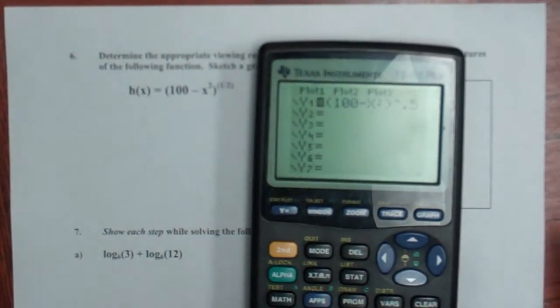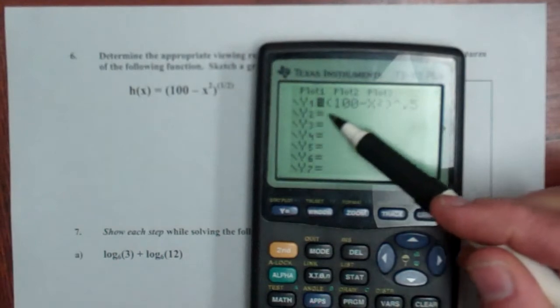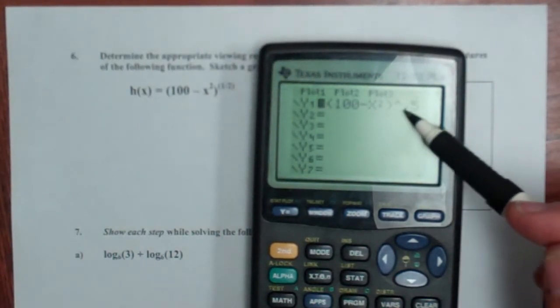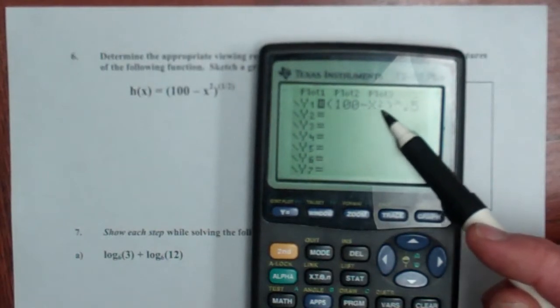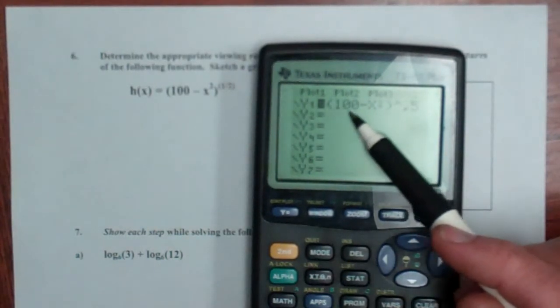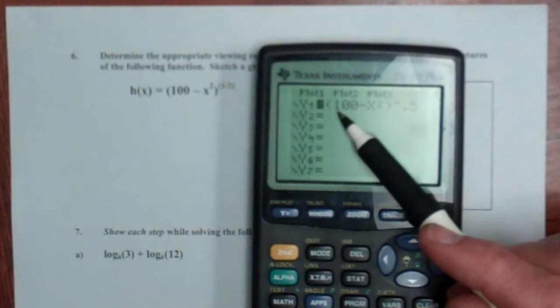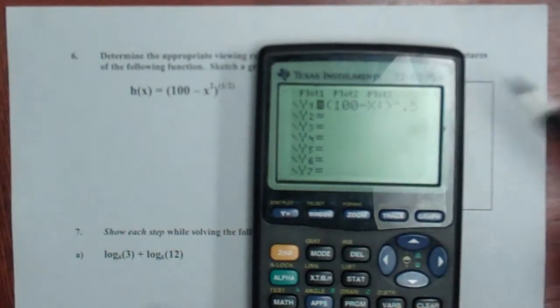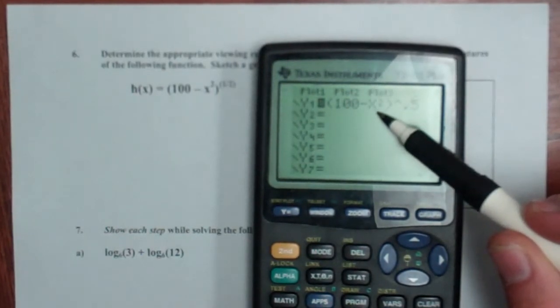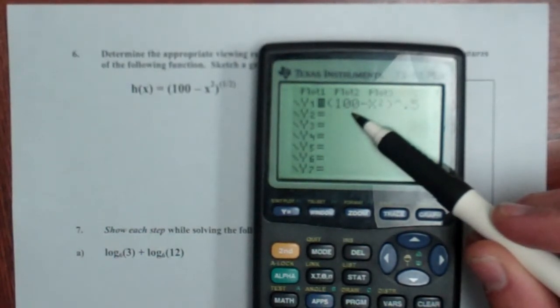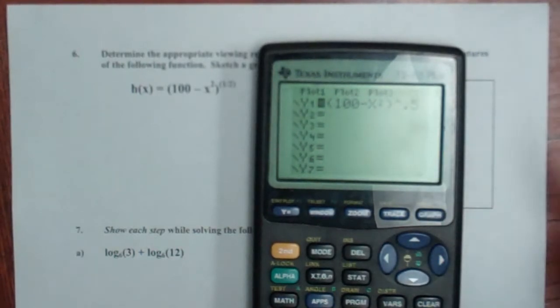Okay? So you need to ask yourself, what types of values are you going to be able to have? Well, you cannot take the square root of a negative. So you cannot take away from 100 a number larger than 100, otherwise you'll get a negative. So it can't be 100 minus 200, say, whatever. So those x's have to be smaller than the square root of 100, which is 10. So I know that my viewing rectangle, guess what, is going to be very close to the standard viewing rectangle.